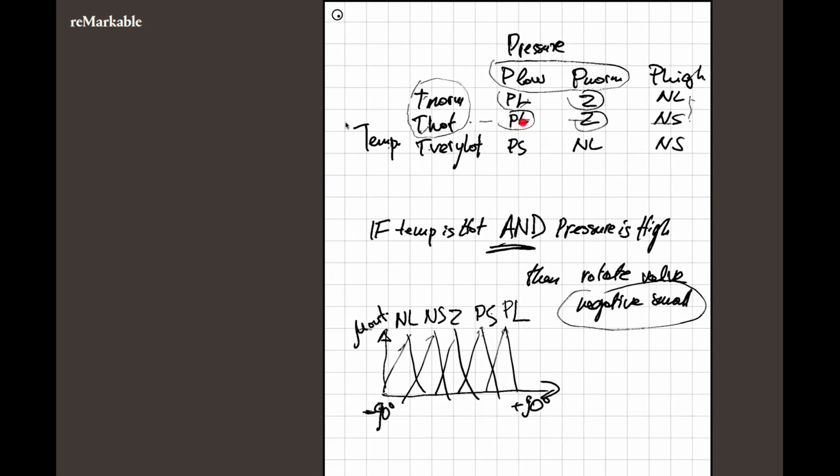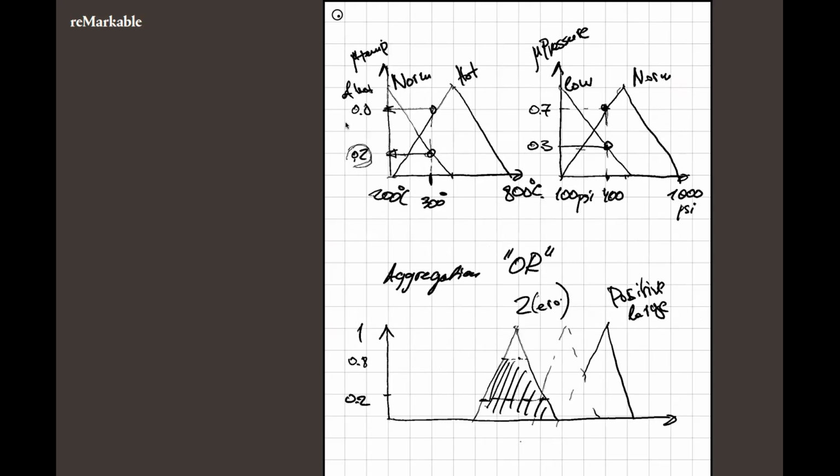In this case, we need to choose positive low. So again, you choose the one that has a higher score. Here we consider the hot with 0.8 score and low, which is 0.3 for this input value. And that would be, again, something like that.